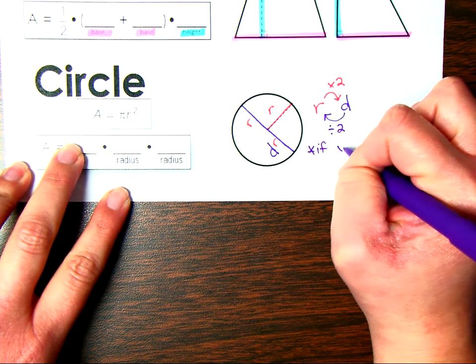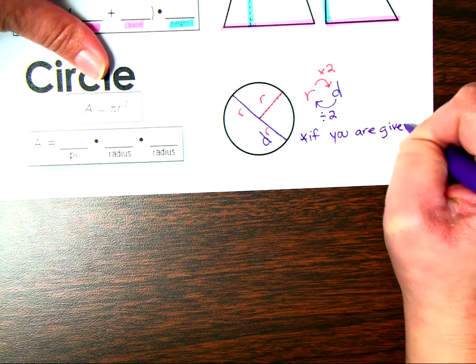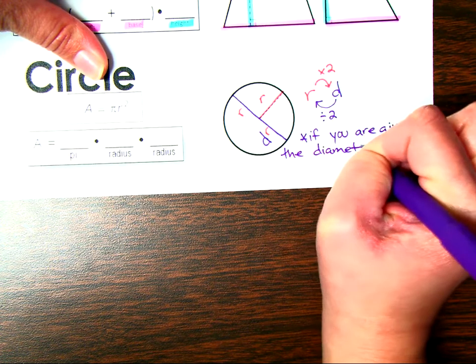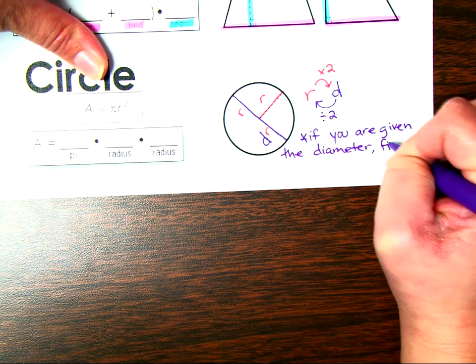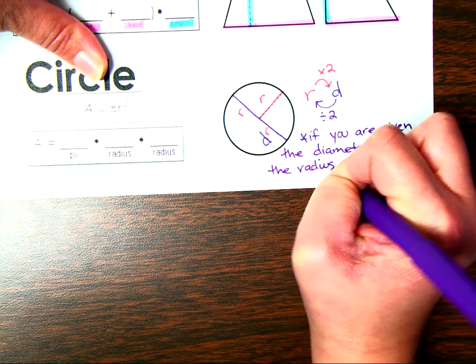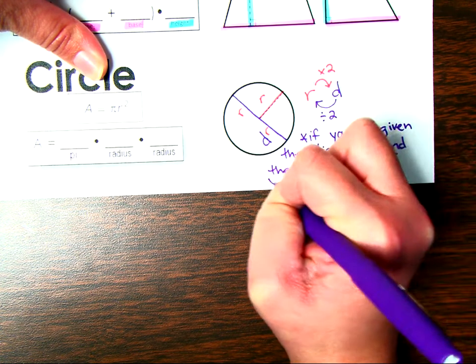If you are given the diameter, find the radius before you can find the area.